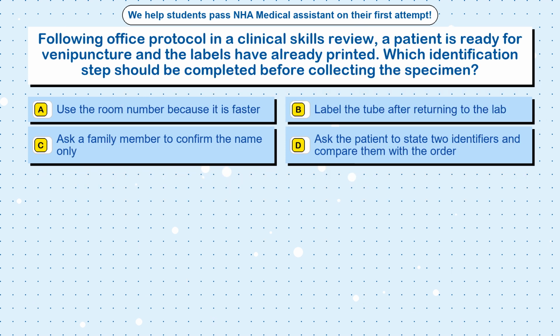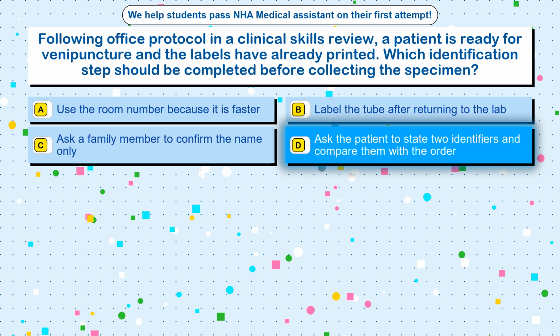Question 19. Following office protocol in a clinical skills review, a patient is ready for venipuncture and the labels have already printed. Which identification step should be completed before collecting the specimen? Option A, use the room number because it is faster. Option B, label the tube after returning to the lab. Option C, ask a family member to confirm the name only. Option D, ask the patient to state 2 identifiers and compare them with the order.